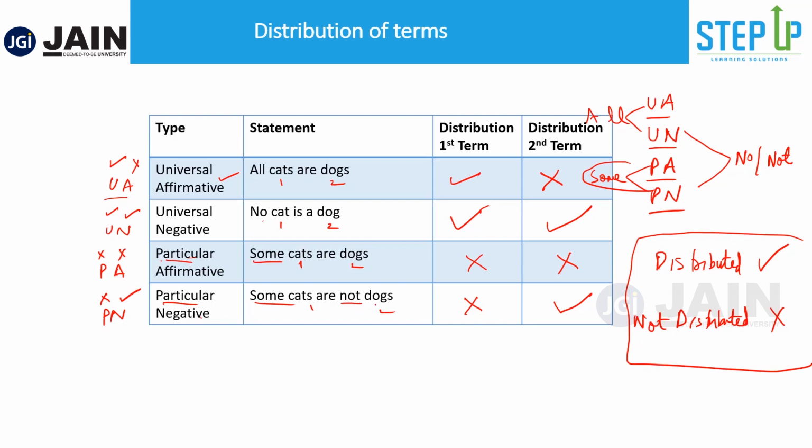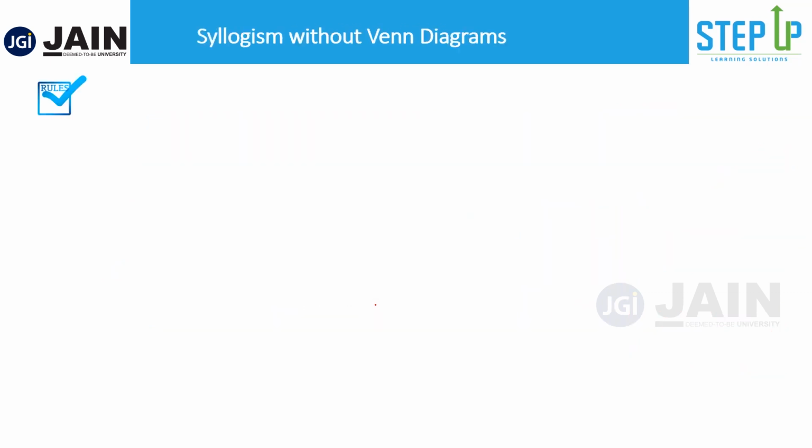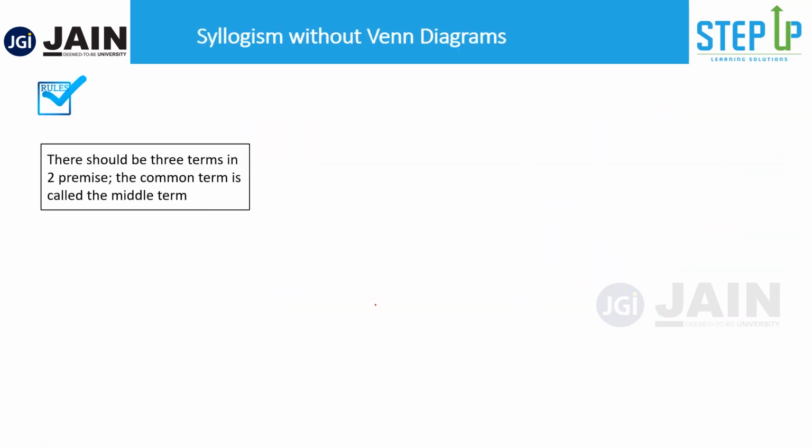That means if we do up till here, half our job is done. We have understood how to identify the statement, and we have understood the distribution pattern. Now, what's the next step? There are a few more rules that we should know. They say there should be 3 terms in 2 premises for us to arrive at a conclusion, and there is always a common term called a middle term.